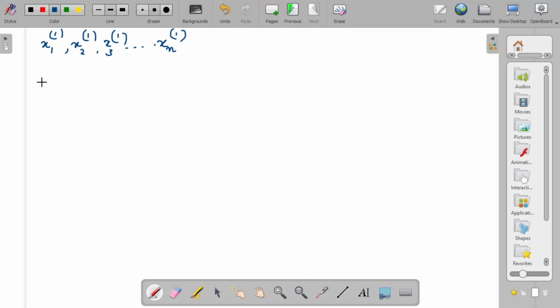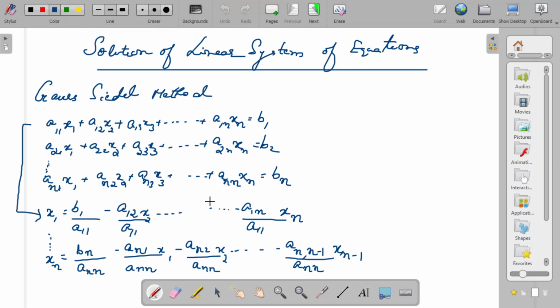So these are all unknowns: x1, x2, x3, etc. up to xn are unknowns. Let me call the first approximation to these unknowns x11, x21, etc. up to xn1. This first approximation, let me substitute into the right-hand sides of the previously written equations.